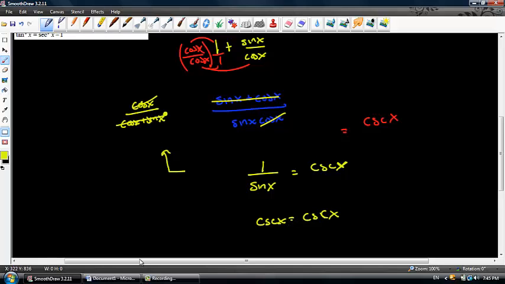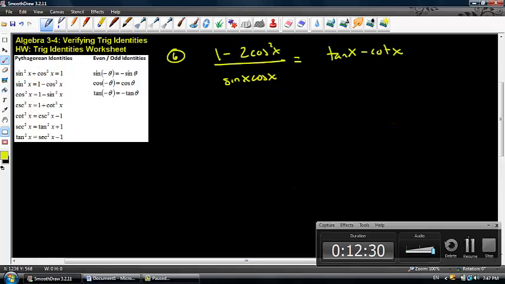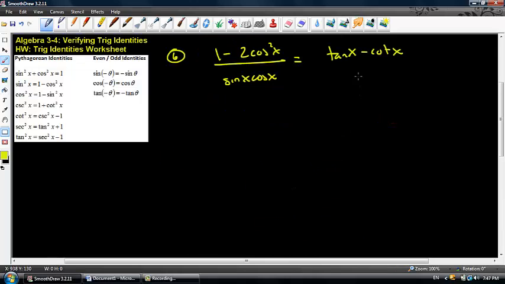All right, let's do a couple more. This next problem, number 6: 1 minus 2 cosine squared x over sine x cosine x equals tangent of x minus cotangent of x. So again, it seems as though this side on the left is more complicated.